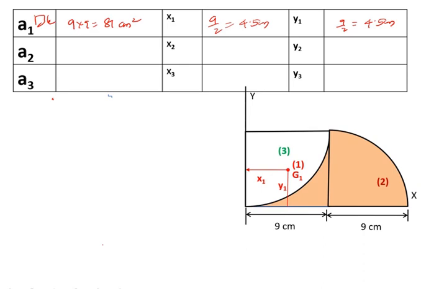Similarly, I can find the value for a2. For a2, I have considered the quadrant portion, that is pi d square by 4 into 1 by 4, that is 0.25 times pi d square by 4. I'll get this one as, this d is what?